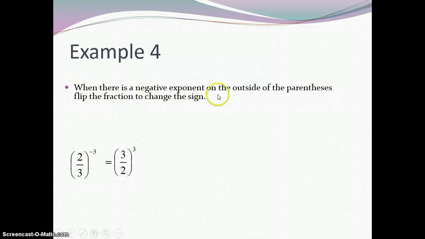Let's take a look at a slightly more difficult one in example 4. This has negative exponents. Not much different here. The tip when these quotient problems, so division problems, just to get rid of the negative, this is where we can use the word flip. We're going to flip this fraction. Okay, so when there's a negative exponent on the outside of the parentheses, flip the fraction to change the sign. So making 2/3 into 3/2 removes the negative. Now I'm going to use my quotient to power rule, and I'm going to cube the 3 and cube the 2, and that gives me 27/8. 3 cubed is 27, 2 cubed is 8.